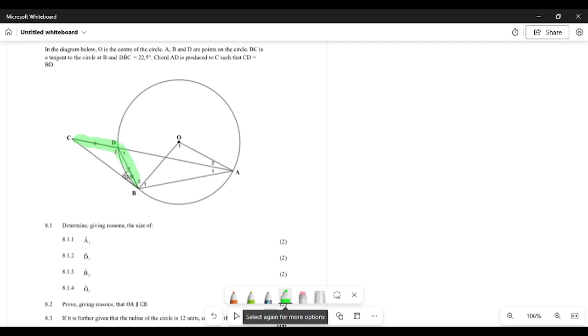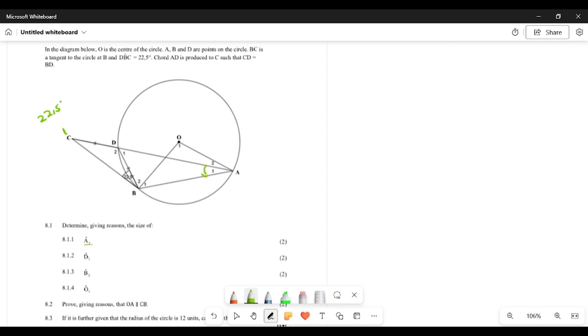As a result, can you see that triangle CDB, which is this triangle here, is an isosceles triangle. And remember, what do we know about base angles of an isosceles triangle? They're going to be equal to one another. So as a result, I know that this angle C here is also going to be equal to 22.5. But now let us see what this question is requiring from us. The first question wants me to find A1, which is this angle right over here.